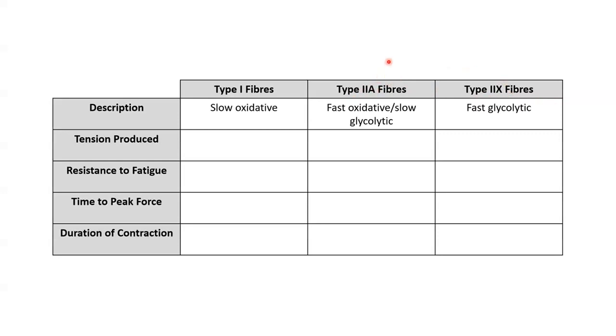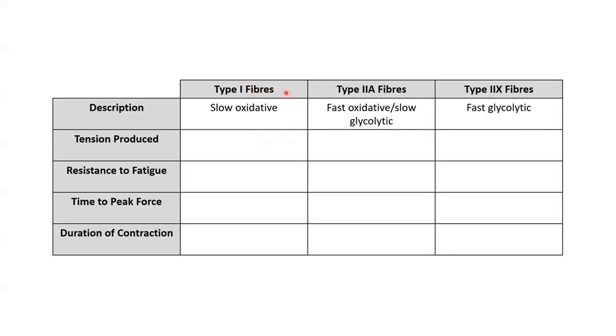When we classify a skeletal muscle fibre, it is done so based on 2 characteristics. How fast do these muscle fibres contract relative to the others? And how do the muscle fibres regenerate or produce ATP to actually fuel that muscle contraction? That's what we have in this description row here.